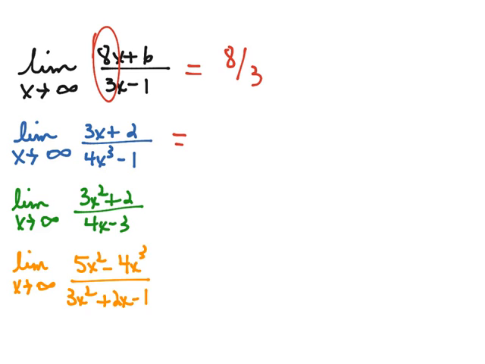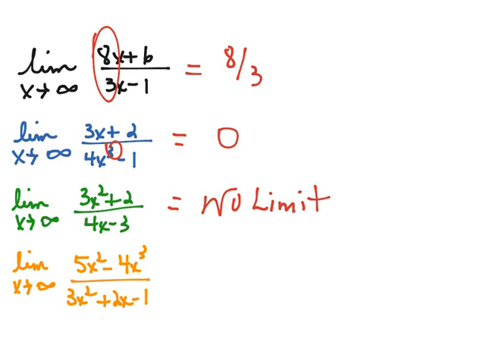On the next example, notice that the greater power is in the denominator, so the horizontal asymptote would be equal to 0, which means the limit as x approaches infinity would be 0. On the third example, the limit as x approaches infinity of 3x squared plus 2 divided by 4x minus 3. The greater power is in the numerator, which means there is not a horizontal asymptote, so there is no limit.